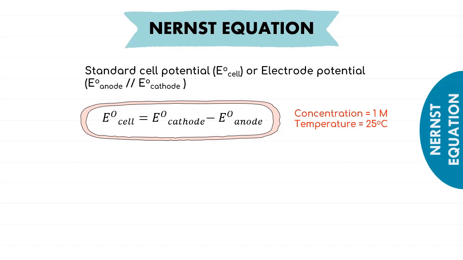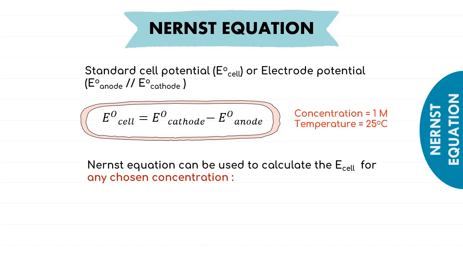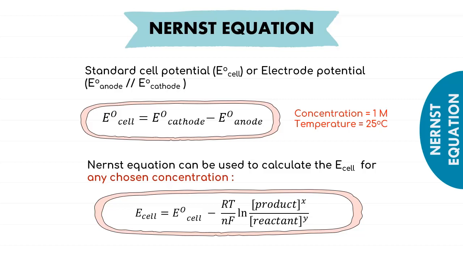For different concentrations, we can use the Nernst equation to calculate cell potential E cell. Cell potential is equal to standard cell potential minus RT over NF ln concentrations of product to the power of X divided by concentrations of reactant to the power of Y. The X and Y values can be determined from the coefficients of the overall redox reaction, as well as N, which is the number of moles of electrons. R is the gas constant of 8.314 J per K per mole, T is temperature in Kelvin, and F is the Faraday constant of 96,500 Coulomb.